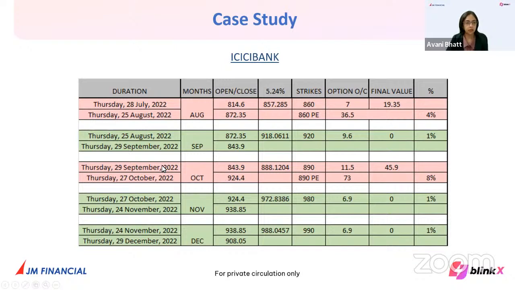Now again in the month of October, for October expiry, your opening price was 843.9 and you sold a call which was 890. The strike price of 890 at a premium of 11.5. Okay, but in that particular expiry for the October series, the stock ran up to 924.